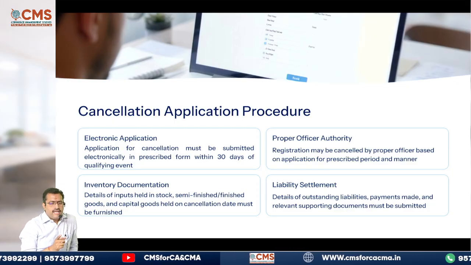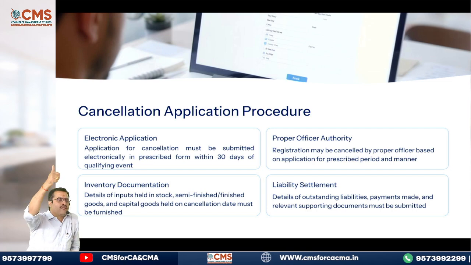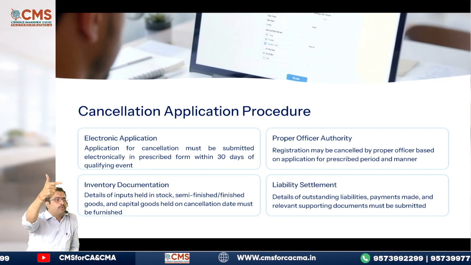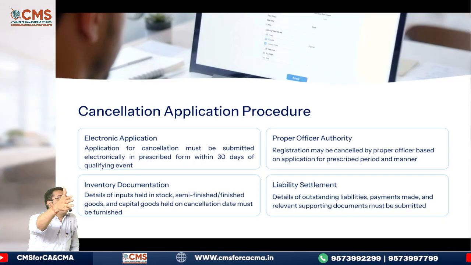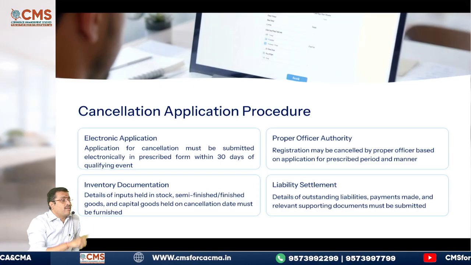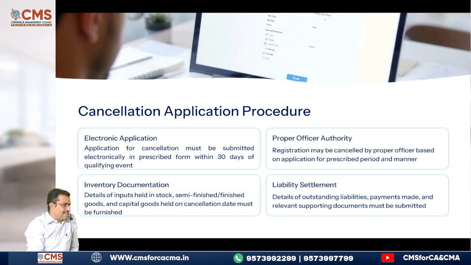Then, inventory documentation. What do you mean by inventory? You have to mention in your application for cancellation what are the details of inputs in finished goods, semi-finished goods, inputs contained in finished goods and capital goods. Why you should mention? If you remember, just now we did 18. Reversal of credit has to be done. That's why you should mention all these details.